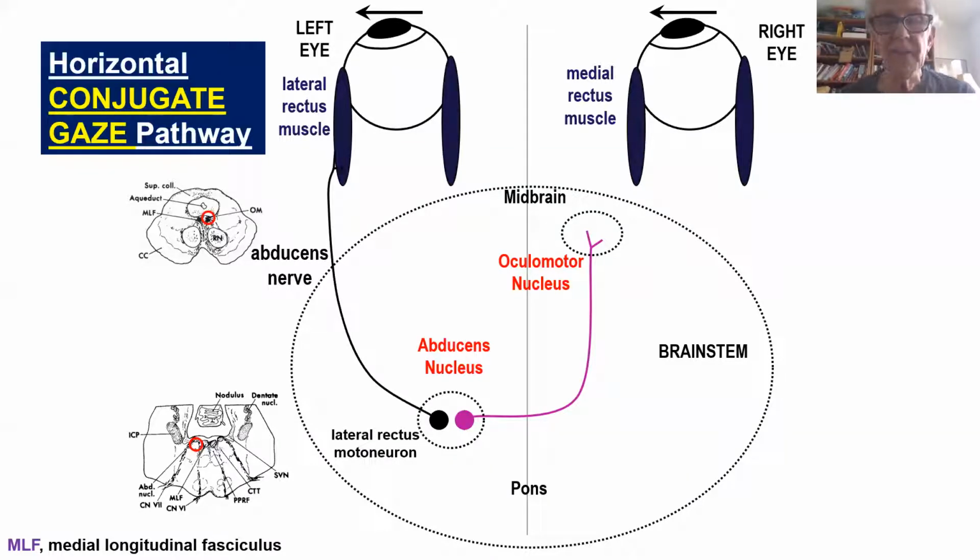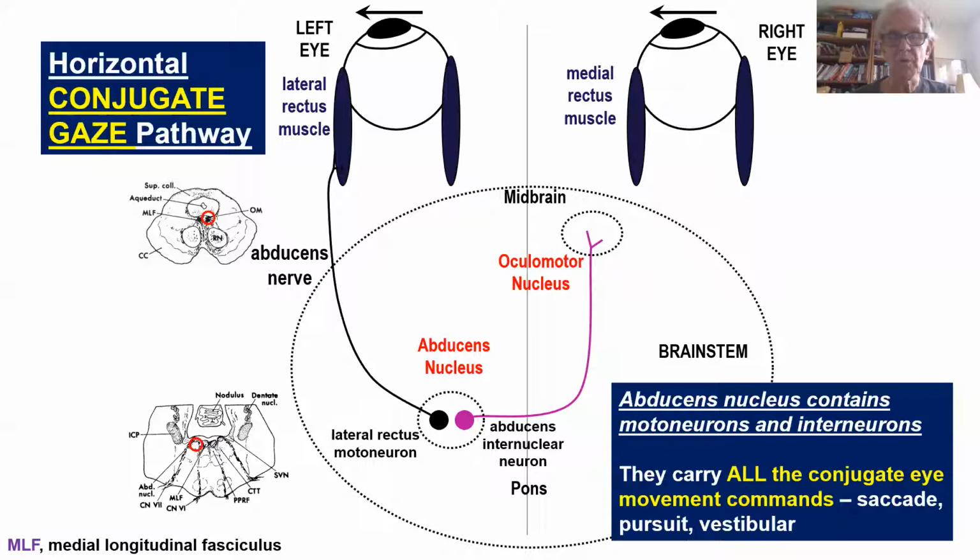And to innervate the ocular motor nucleus, we have another class of neurons in the pons, the abducens internuclear neurons, and they project to the ocular motor nucleus. Key point, the abducens nucleus contains motor neurons and interneurons. They carry all the conjugate eye movement commands, saccade, pursuit, and vestibular. Here's our MLF, our medial longitudinal fasciculus, carries its commands to the medial rectus motor neurons, which in turn go to the medial rectus muscle via the ocular motor nerve.